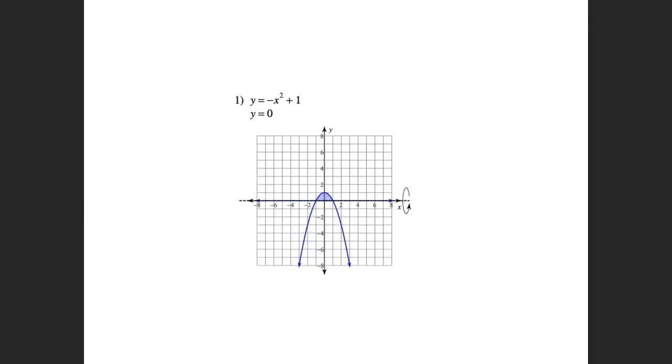All right, so here's another problem. I want you to solve this one. It says y is equal to negative x squared plus 1, and y is equal to 0. So you're going to revolve the shaded region around the x-axis. What is the volume of that? And I'll let you work that one out and see what you get.